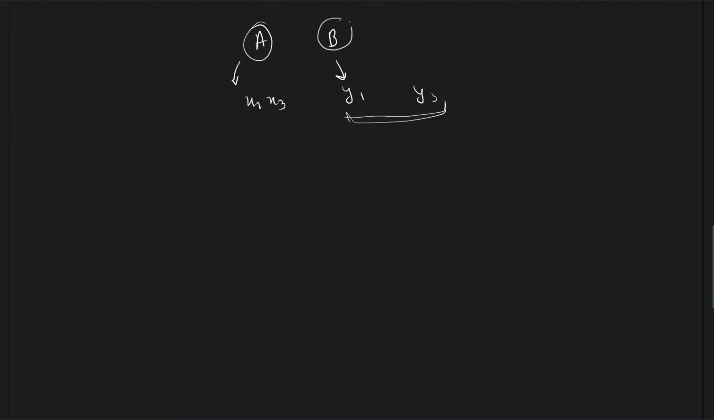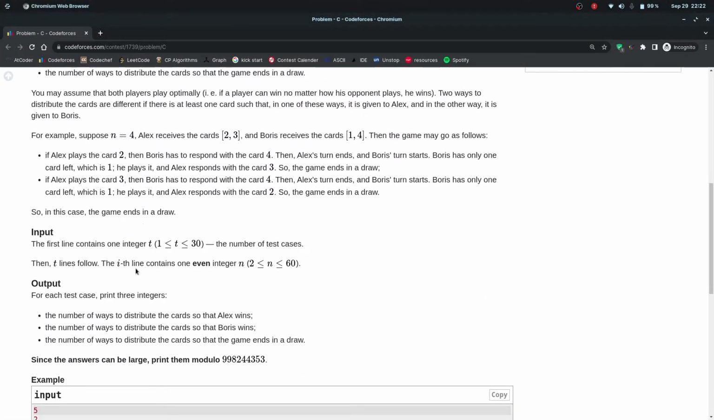Now player B will have his turn and he can throw any one of these cards, right? And again, player A has to throw at least one card such that its value is greater than the card thrown by player B. If player A cannot throw such a card, then player B will win. Otherwise, the game will continue with the turn of player A. Right. So these are the rules of the game.